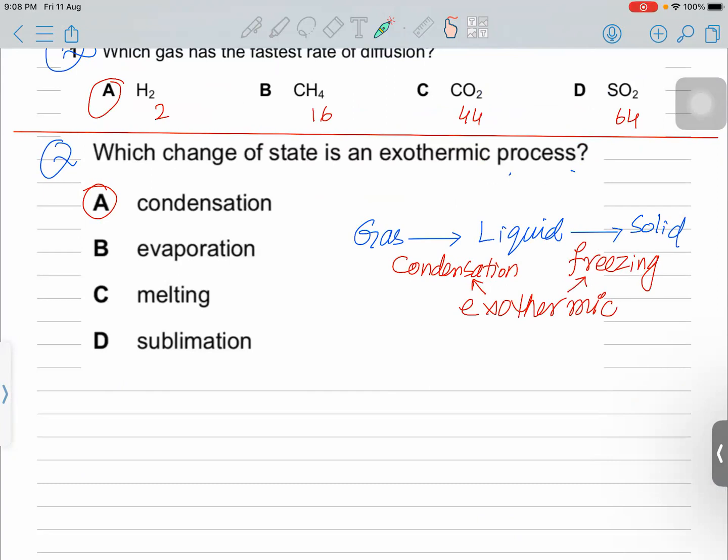Do you have any question regarding states of matter? No, sir. Anyone? Yes. Any question? Beta, any question? No question, right? Yes, sir.